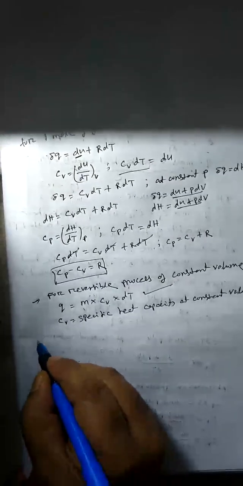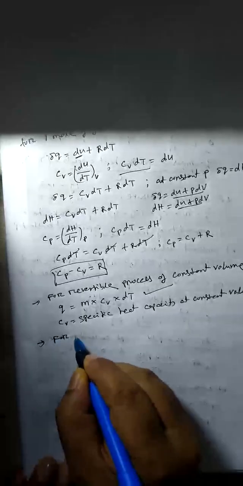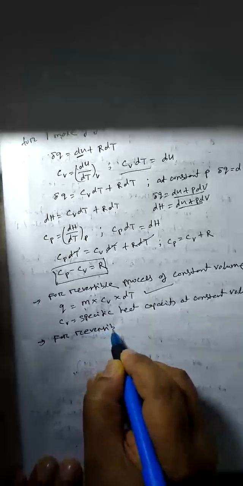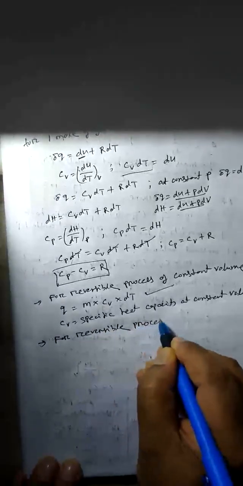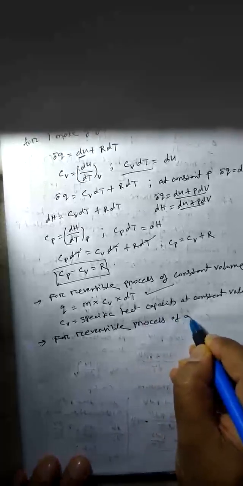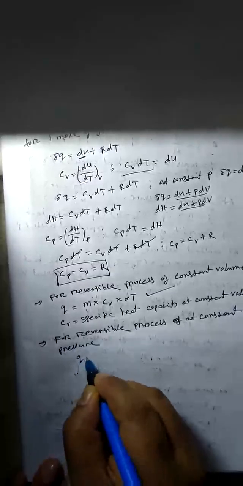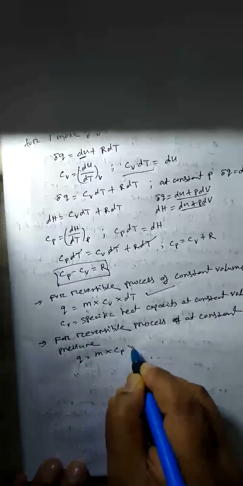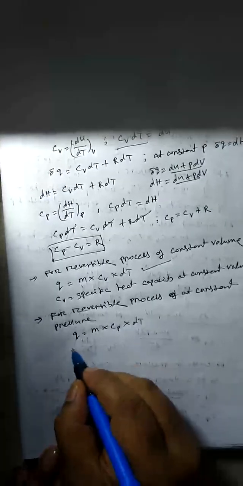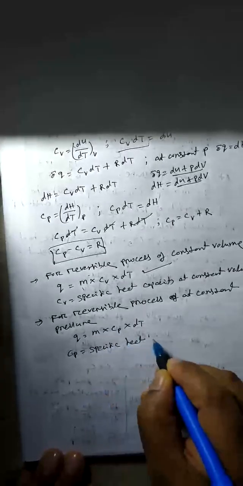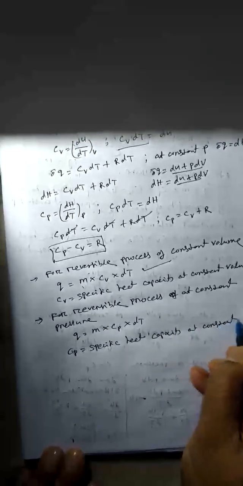Similarly, for a reversible process at constant pressure, Q is equal to m into Cp into dT, where Cp is called the specific heat capacity at constant pressure.